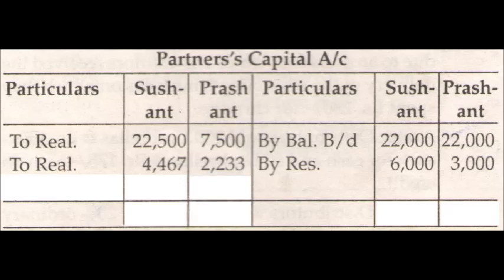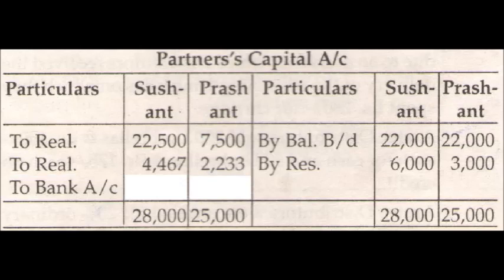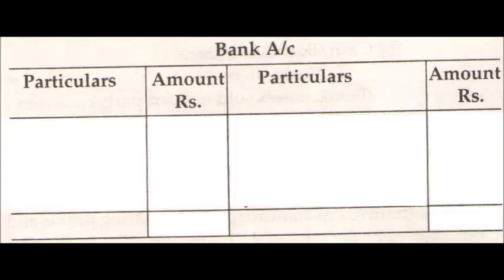The balancing figure is the payment that you will make to the partners to bank, because finally we are settling the accounts. So this will be the final payment. Make the total 28,000 and 25,000. So the balancing figure to bank 1,033 and 15,267. So this is the partners capital account. Now we will look at the bank account.